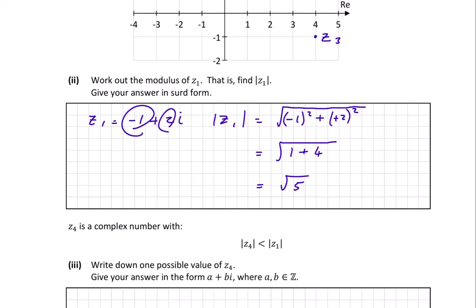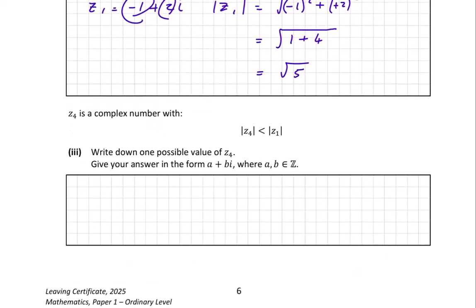Okay, so the next question is to write down one possible value of Z4. Now we're told here the modulus of Z4 is less than the modulus of Z1. So we need a complex number that will give us a modulus that's less than the square root of 5. Z1 was minus 1 plus 2i. So what I'm going to go for is 1 plus 1i. I'm going to use smaller numbers, or at least this one is smaller anyway.